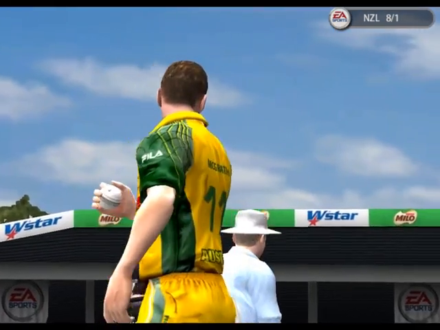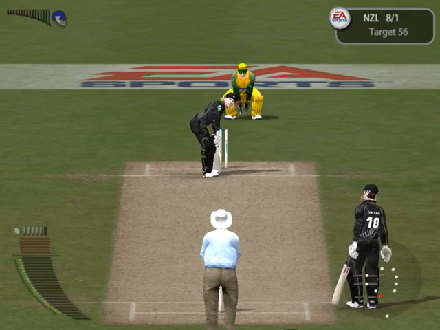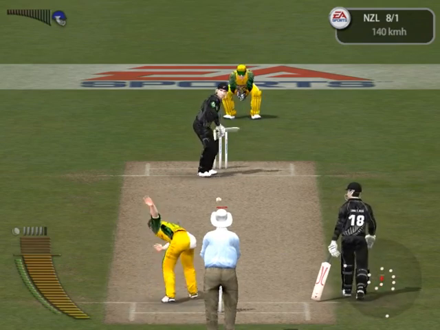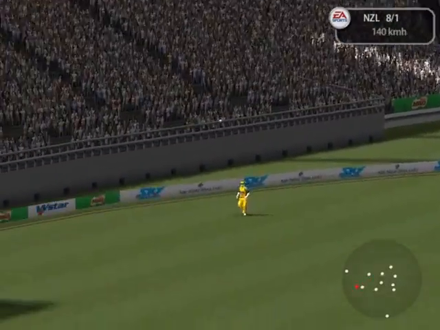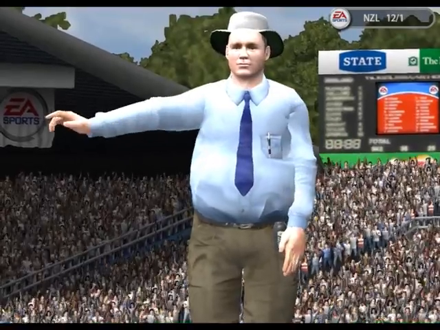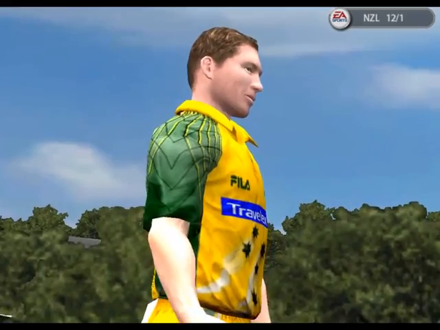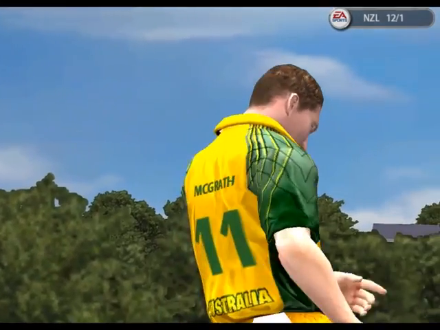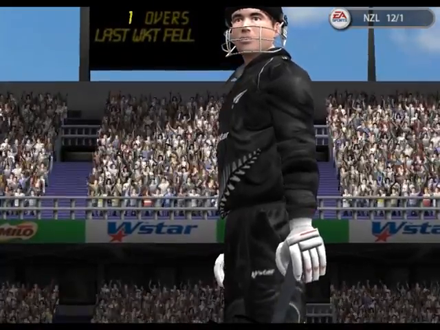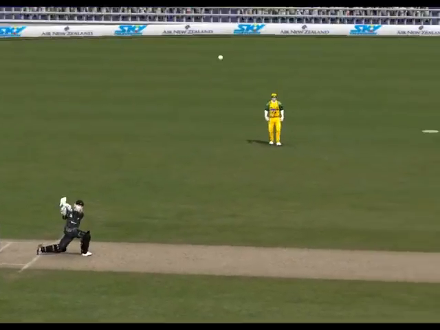Turned that into two. That's good running. Fleming waiting at the striker's end. Clark is chasing that one. That's racing away to the square leg boundary and found the gap with precision. It was a good shot, but the bowler shouldn't be bowling at him. See the action replay of that.